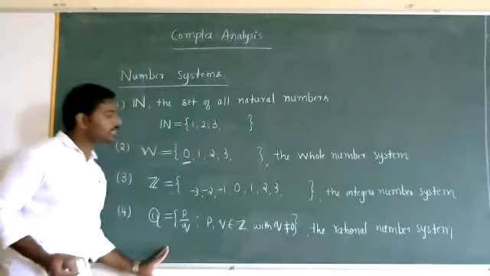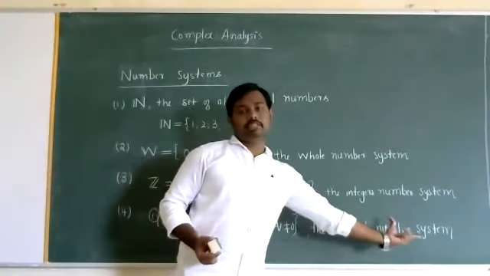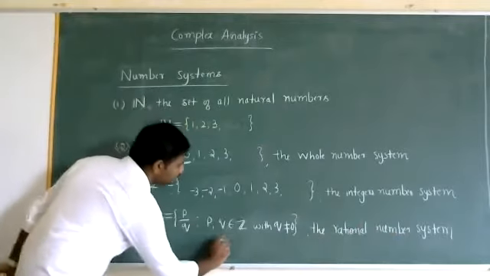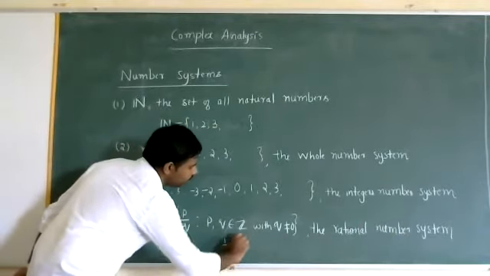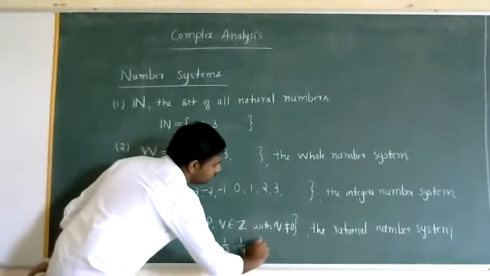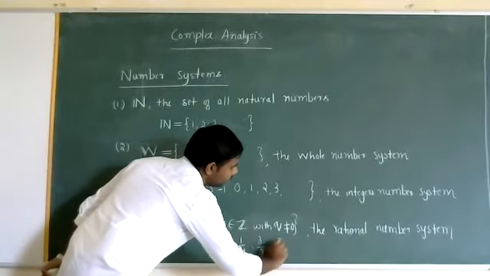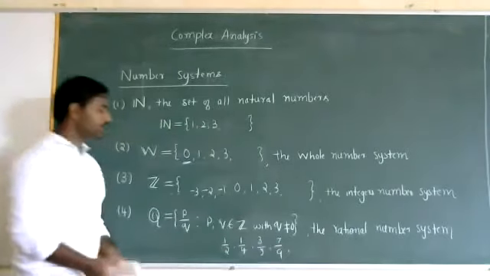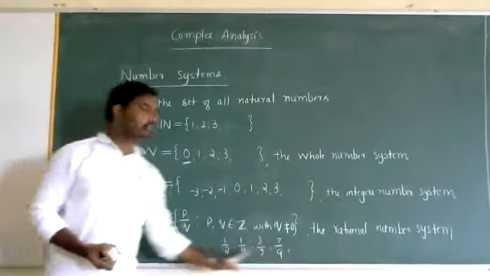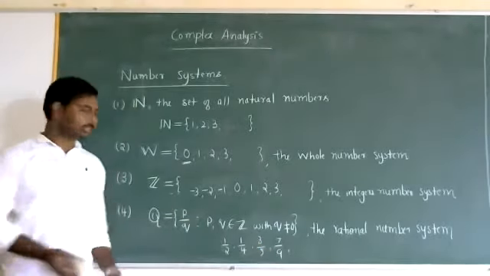So all these numbers will constitute rational numbers. For example, rational numbers 1 by 2, 1 by 4, 3 by 5, 7 by 9, like this. So numbers of this form will constitute the rational number system.